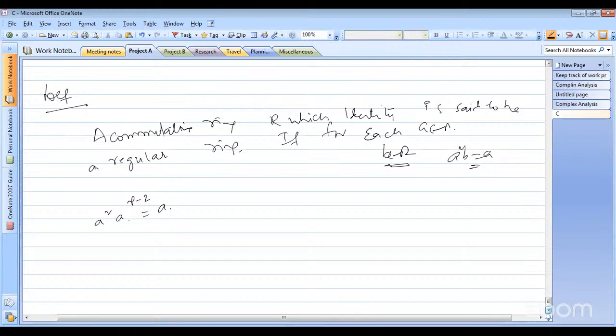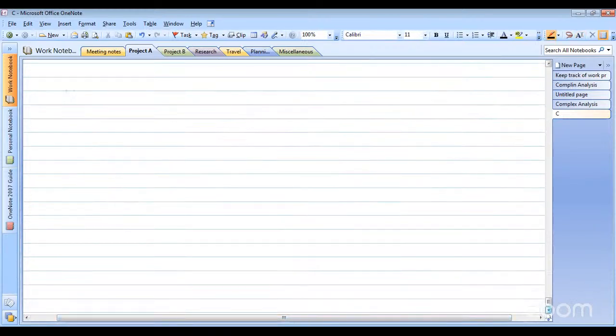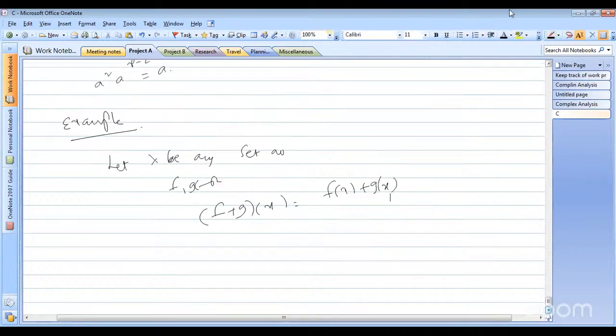The regular rings need not be P rings; consider the following conditions. So an example we have to take here. Let X be a set, and the real numbers with the usual addition and multiplication we are taking here. F comma G belongs to R here. So already we know that f plus g of x is equal to f of x plus g of x, in addition, and in multiplication f g of x is f of x into g of x, for all x belongs to X.